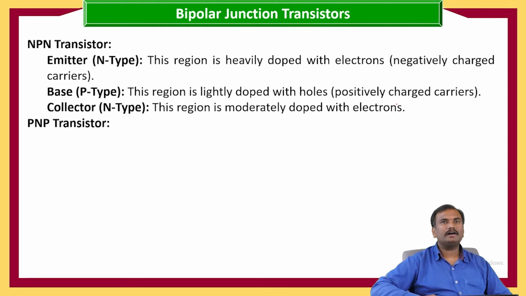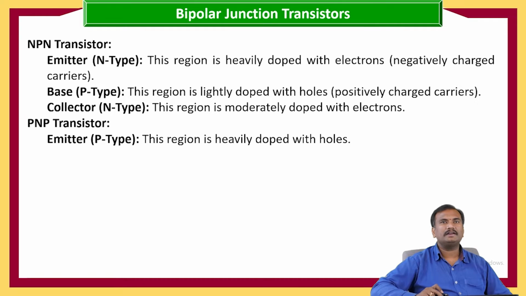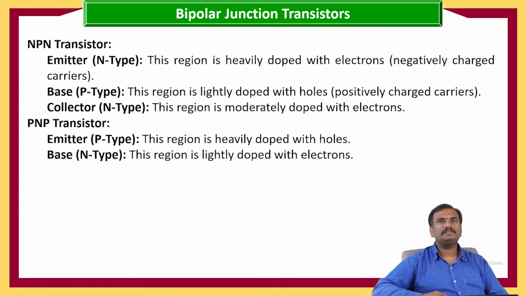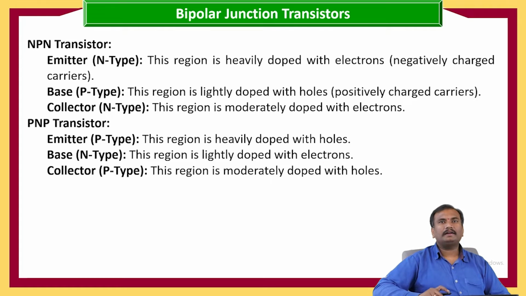The next one is a PNP transistor. In the PNP transistor, emitter will be P type. This region is heavily doped with holes. P type means the doping is also with holes. And base region is N type, this region is lightly doped with electrons. And collector, this region is moderately doped with holes.